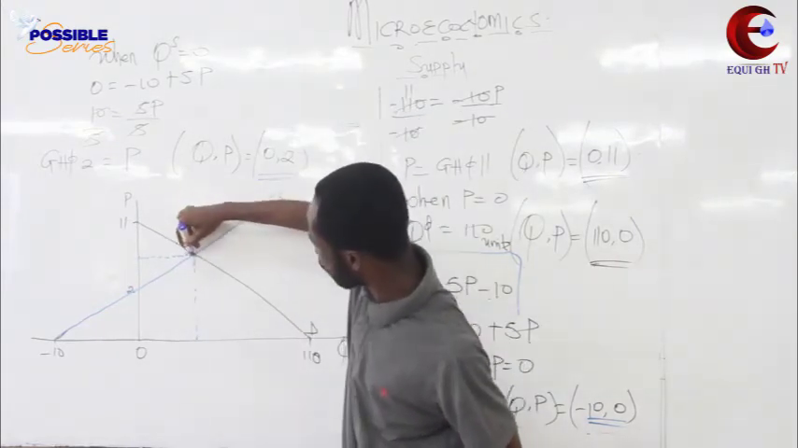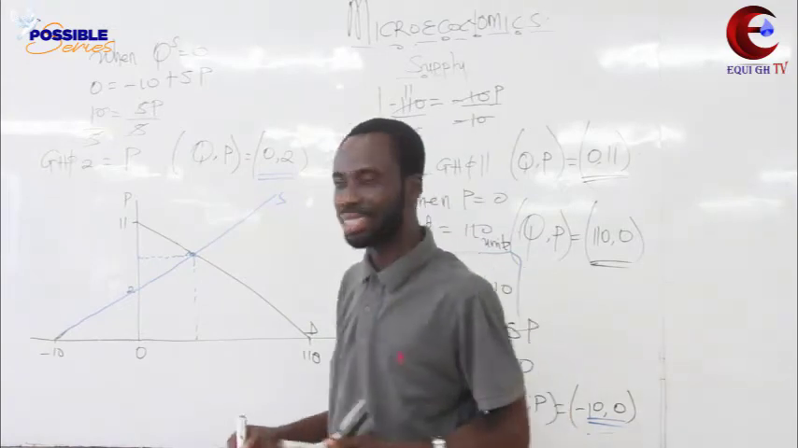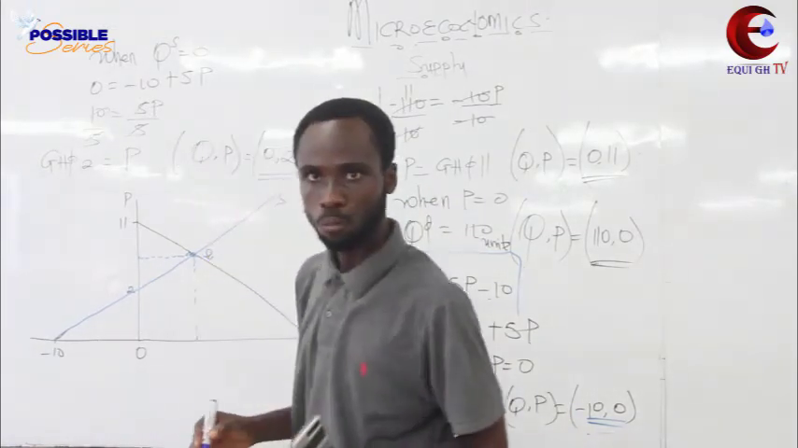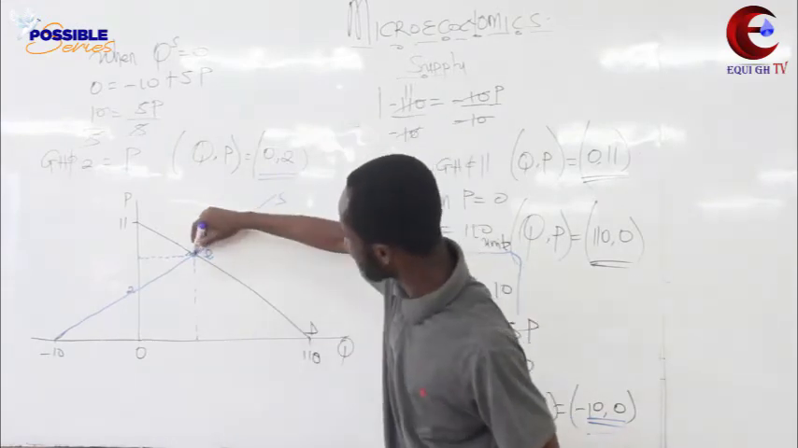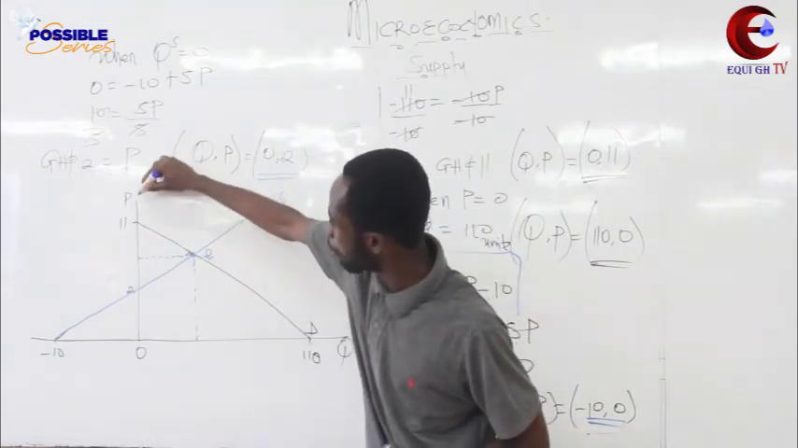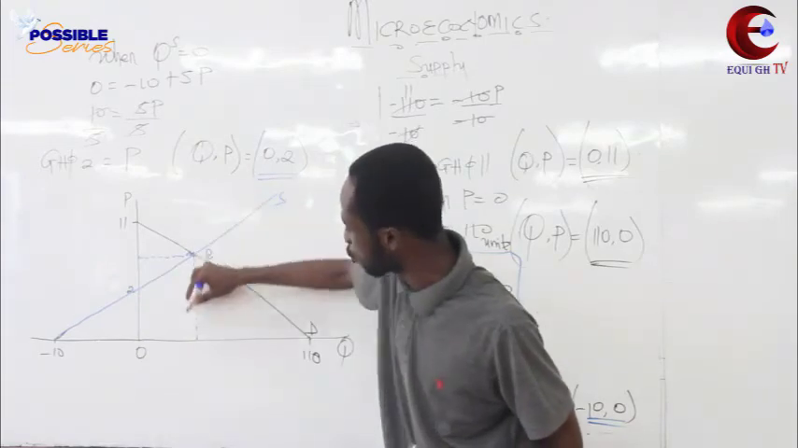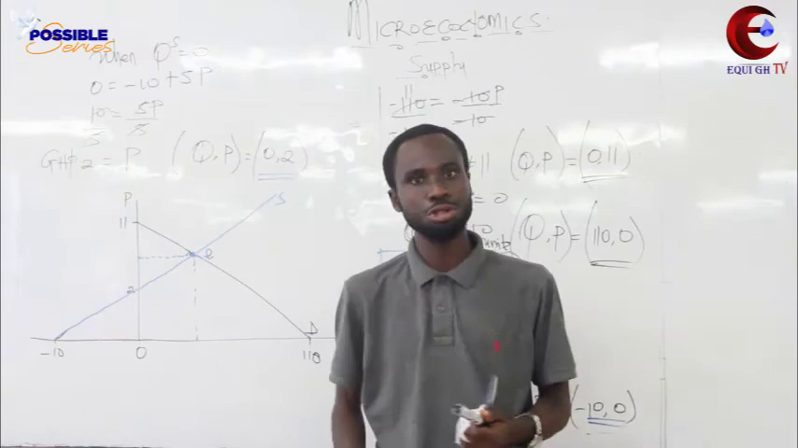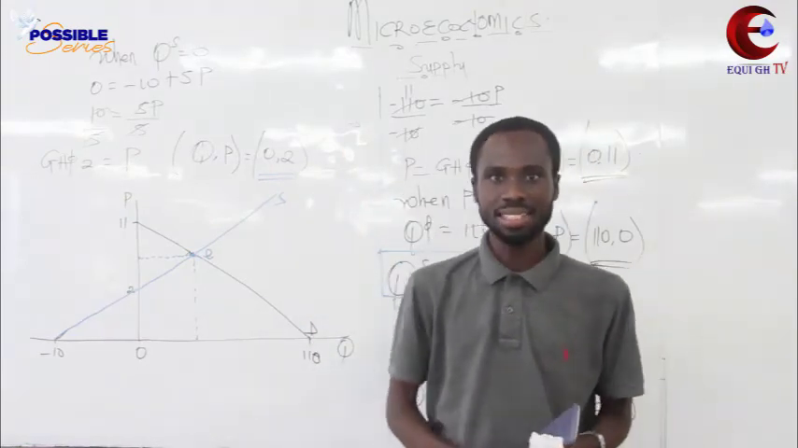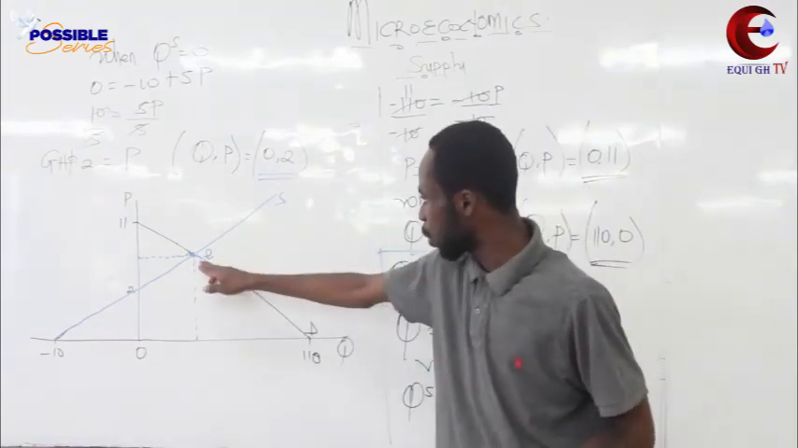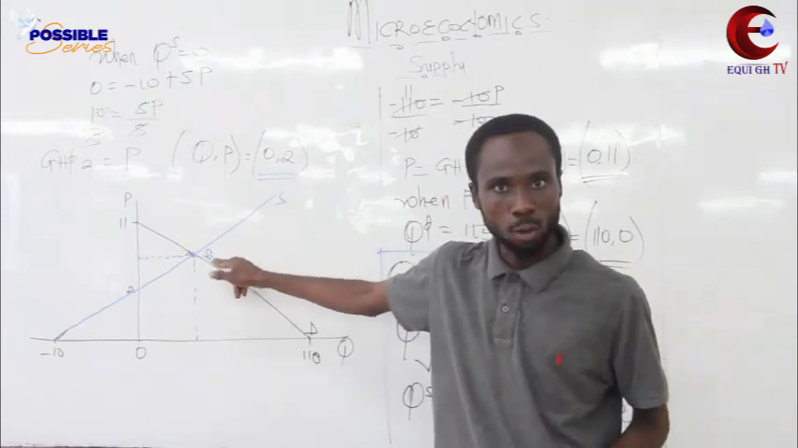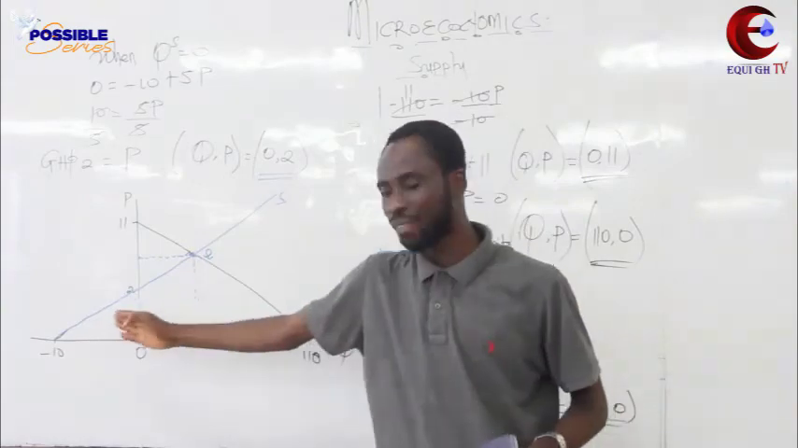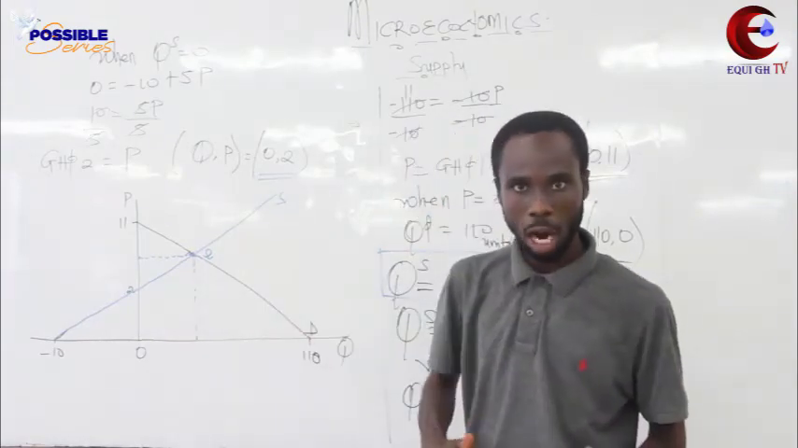So we are tracing the point here. Let me represent the point with letter E. I hope it makes sense. So we trace it to the P line and then we trace here to the Q line. I hope it makes sense. And that is what I'm going to introduce to you in our next lecture. Over here we call it equilibrium. Equilibrium point is the point where the supply curve is cutting the demand curve. I hope it makes sense.